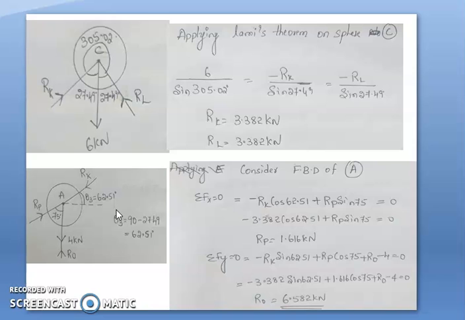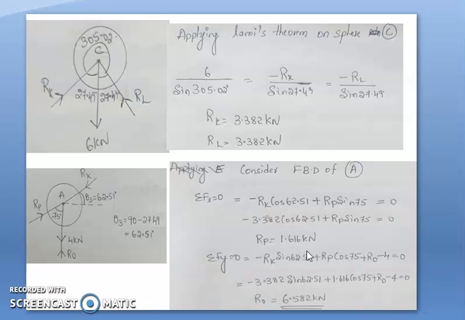Coming to the sphere number A, we need to solve sphere number A, where there are 4 forces, 1, 2, 3, 4 forces. I cannot apply Lami's theorem. I need to apply the equations of equilibrium. For that, if I apply summation Fx equal to 0, it will be RK cos 62.51 plus RP sin 75, which is equal to 0, and we already came to know what RK is from sphere number C. Substitute the value, only RP will be the unknown. RP works out to be 1.616 kilonewton.